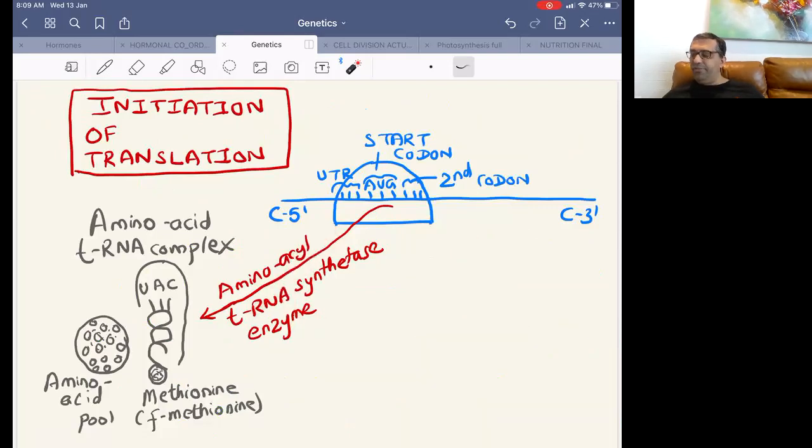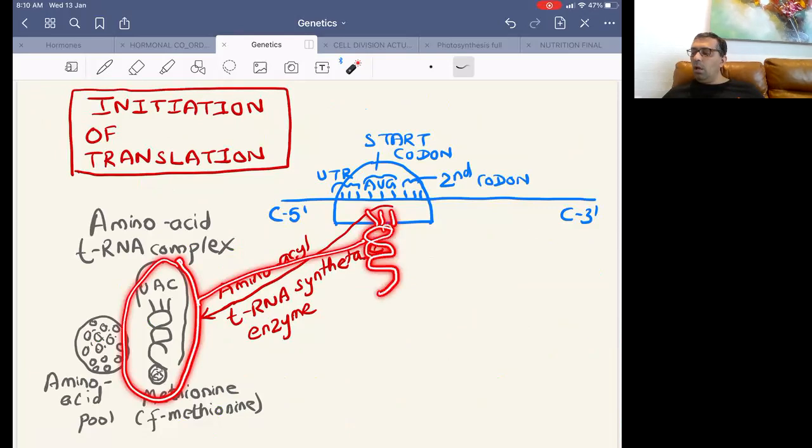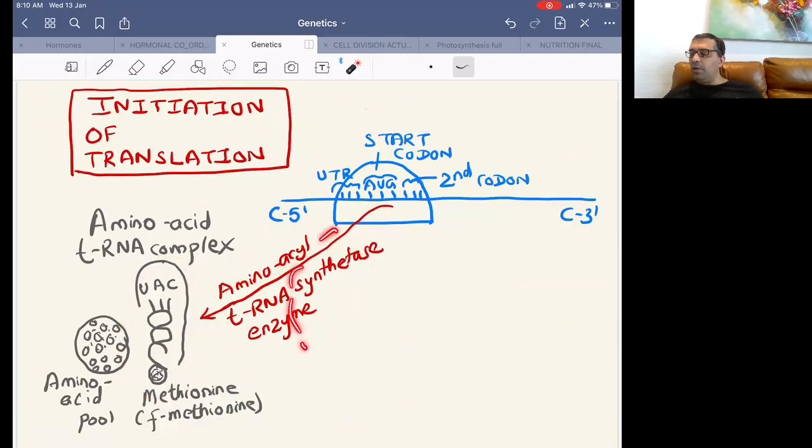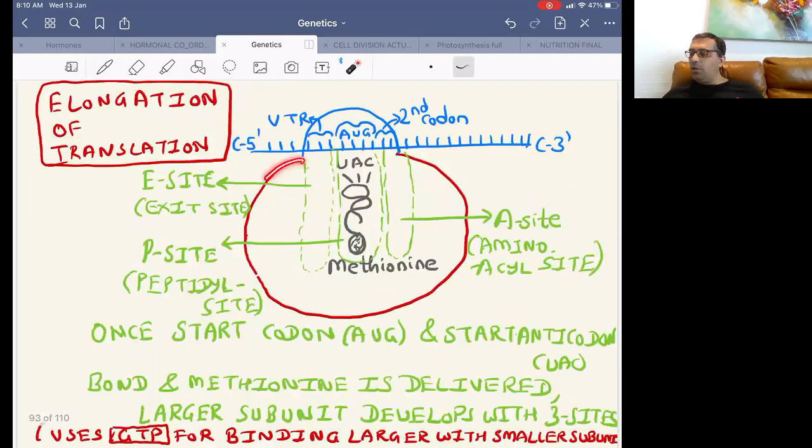Only after the first amino acid tRNA complex goes and fits into the ribosome, where start codon pairs with start anticodon and the first amino acid is delivered, now develops the larger subunit. So now the larger subunit develops after the first amino acid is delivered, and that is the process of initiation of translation.